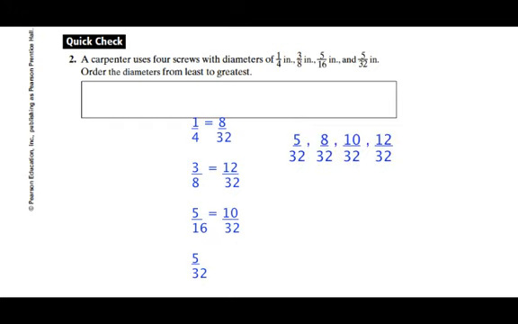5/32 would be smallest, then 8 over 32, 10 over 32, and finally 12 over 32. So if you go back to the original fractions, the order would be 5 over 32, 1/4, 5/16, and 3/8.